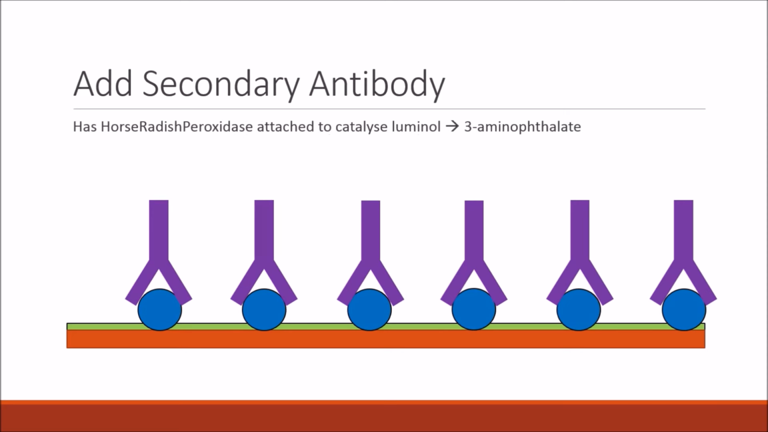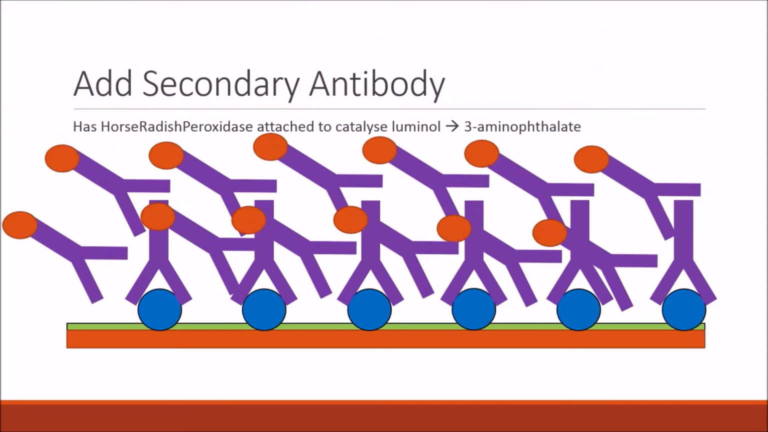So once we have done the last step in triplicate, we are then ready to move on to add the secondary antibody. So the secondary antibody is an anti-mouse rabbit grown antibody, which is only specific to target these mouse antibodies. And attached to these antibodies, we have horseradish peroxidase attached. And what this will do, this will catalyze a reaction of luminol into 3 amino phthalate, which is a fluorescent product.